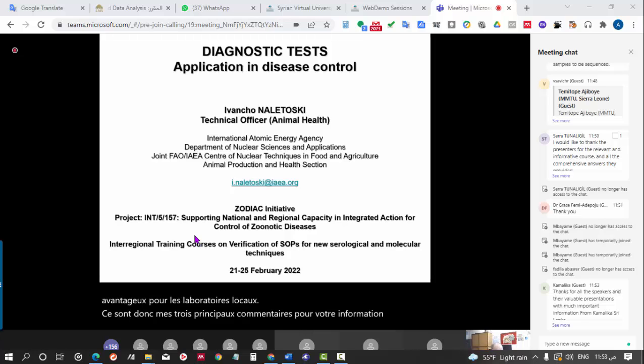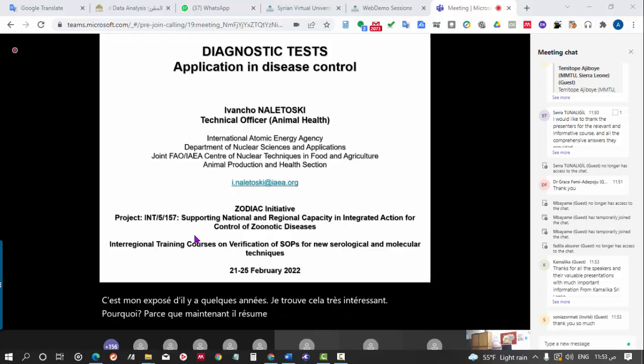So what I wanted to quickly go through is my presentation from some years ago. I find it very interesting. Why? Because now it summarizes all the verification procedures. Actually, we assume that all the verification procedures are finalized. Our test has passed the evaluation, so yes, we can use this test. And we know the diagnostic performances of the test.